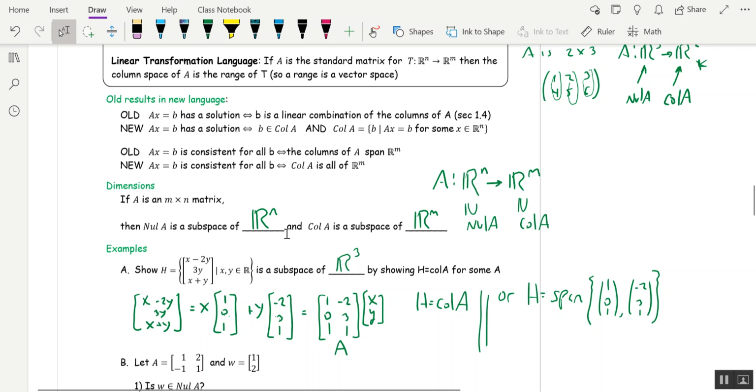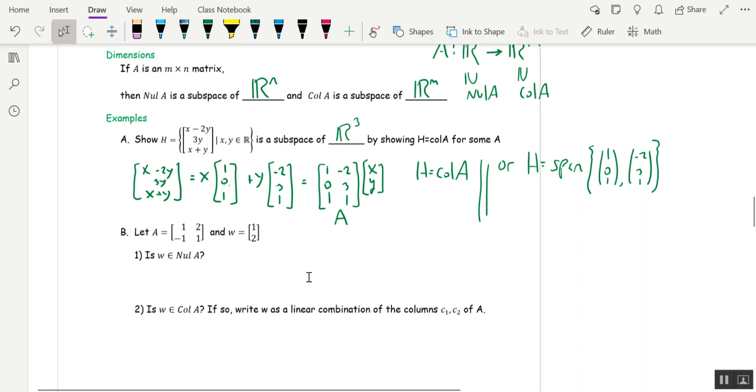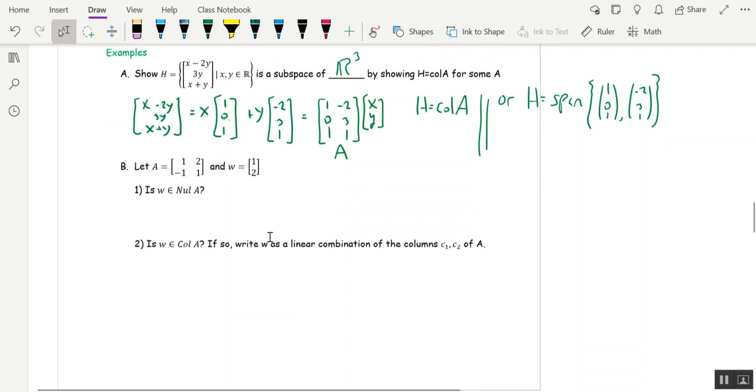Okay, another example. Here's a matrix A and a vector W, and we want to ask two questions. One, is W in null A? And two, is W in col A? All right, so is W in null A? Another way of asking that is, is A times W the zero vector?